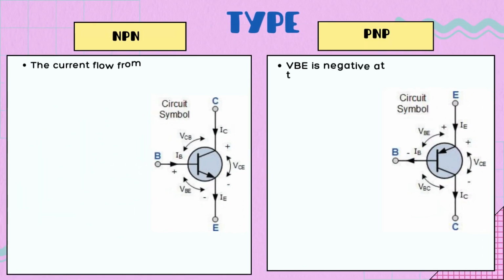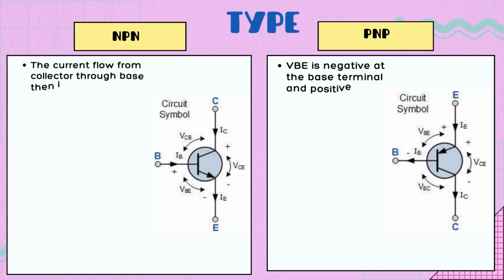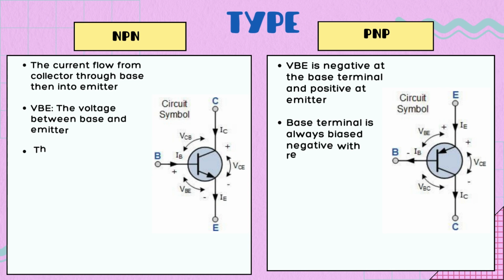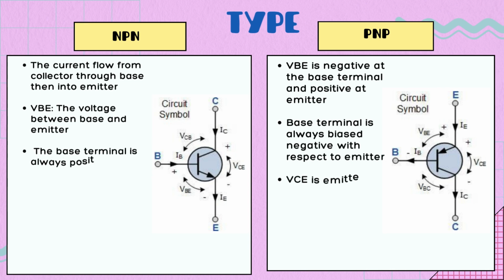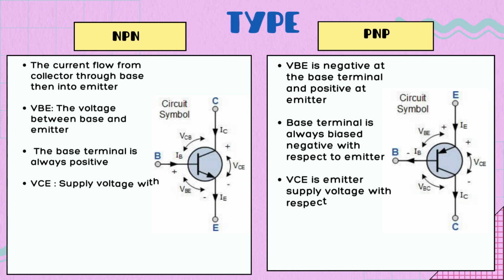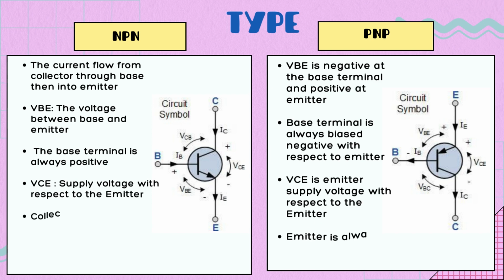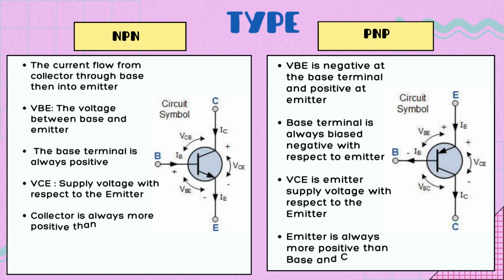There are two types of BJT, that is NPN and PNP. Let's see NPN first. First, we need to know what is VBE, VCE and VCB. VBE is voltage between base and emitter. Then VCE is voltage between collector and emitter. And VCB is voltage between collector and base.